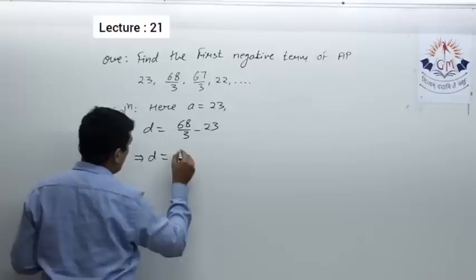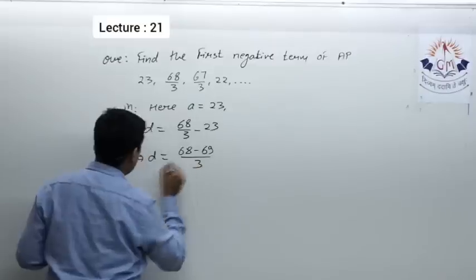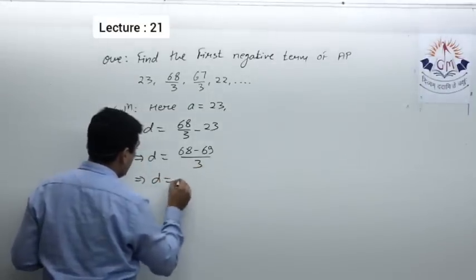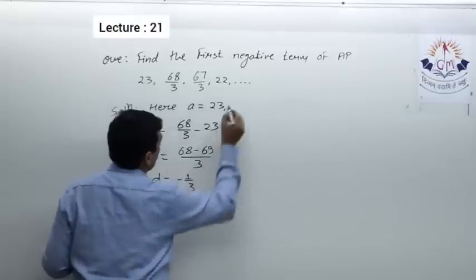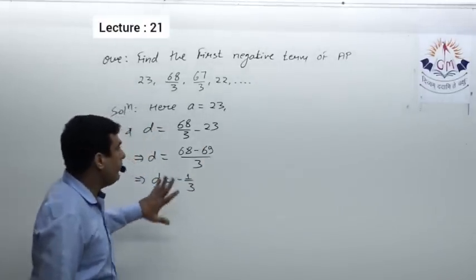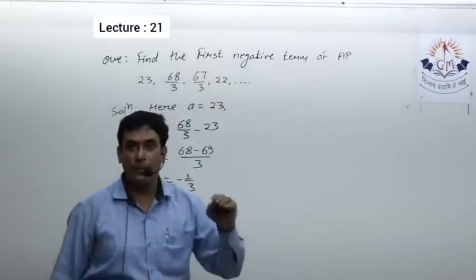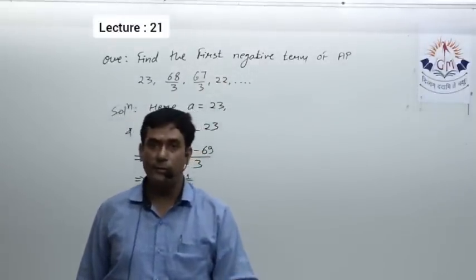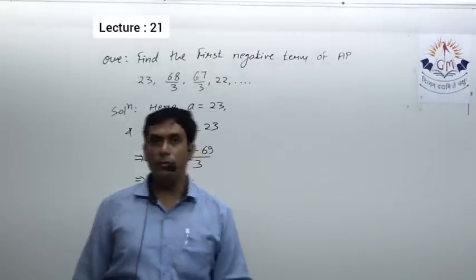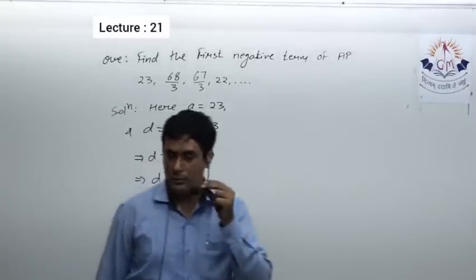Therefore d is equal to 68 minus 69 upon 3. Therefore d is equal to minus 1 upon 3. So common difference is negative. As I told you, to get the first negative term, AP must be in decreasing order, as well as it should start from a non-negative number, either from the positive or from the 0.